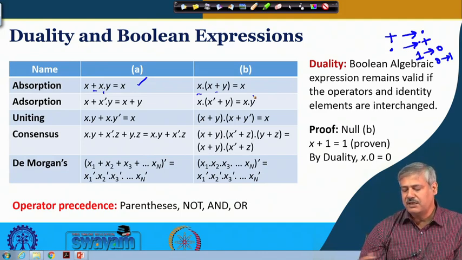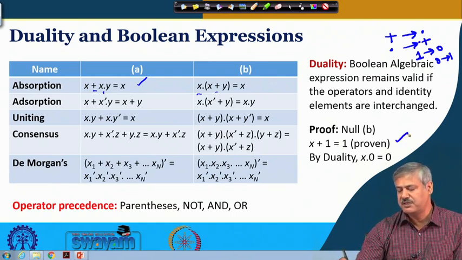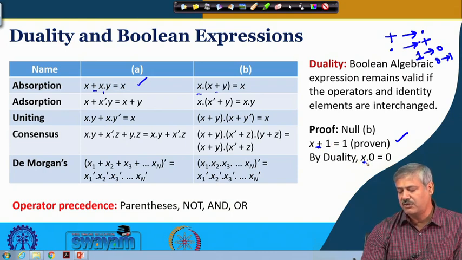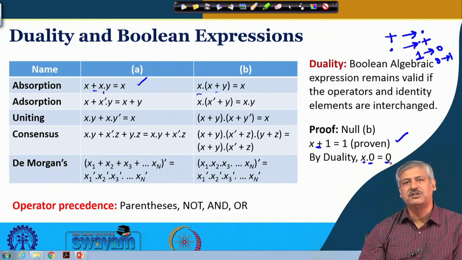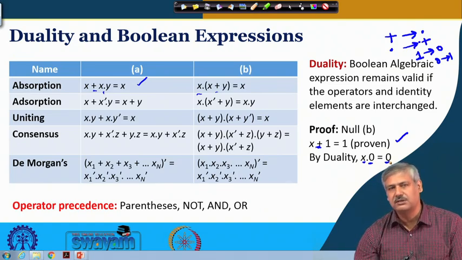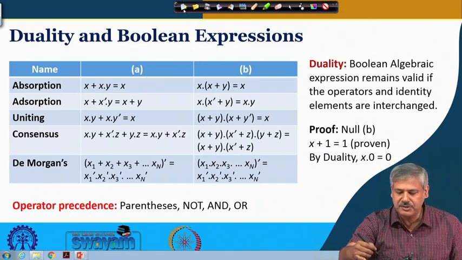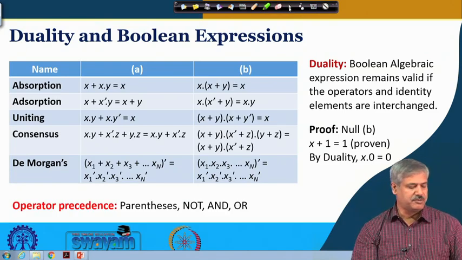So earlier we have seen for null 1, x plus 1 is equal to 1, from the basic postulates. Now if you apply duality, the OR changes to AND, and the identity element 1 changes to 0. You get another relationship, that is x AND 0 results in 0. So this is also what was there in column B for the null. This is a very useful theorem which can be used for simplification and other cases.